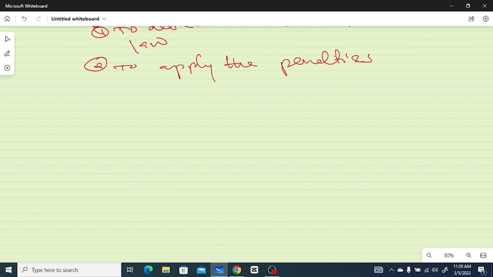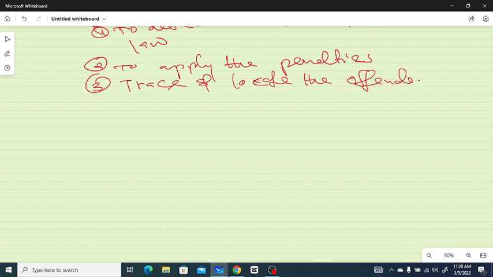Number 3 is to trace and locate the offender. In this situation, it's not only the company that will be penalized, even the employee that committed the offense has to face the law. So they have to trace that person.